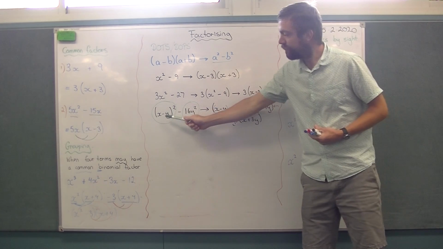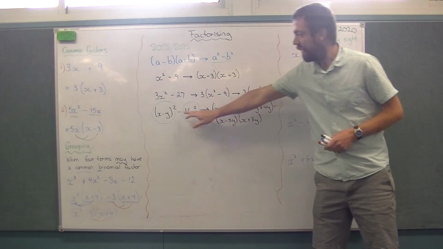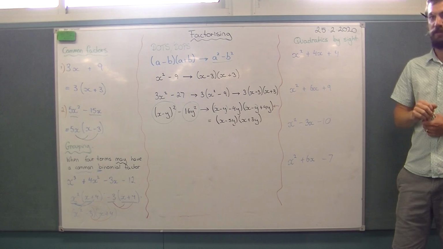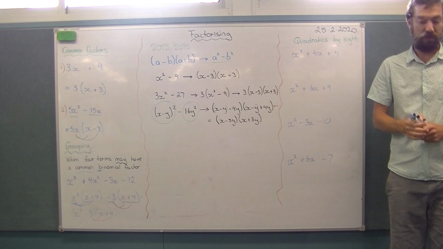Now, what we'll do is we'll throw in more and more complex examples. You've got to remember, you're still looking at a difference of perfect squares. So long as the first term is squared, the second term is squared, and there is a negative sign between them.